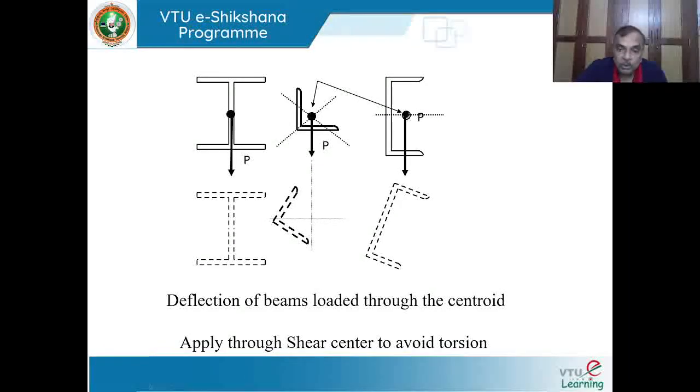But where you need to apply the load so that this type of twisting can be avoided is only at the shear center. Where is the shear center? Along this horizontal axis, being the symmetric axis, you have to go away from the web, out of the web. Maybe the point somewhere here where my cursor is pointing, this is the shear center. Only when you apply a load through this can this type of twisting be avoided. So this is where the shear center plays an important role, so that the torsional behavior can be avoided.